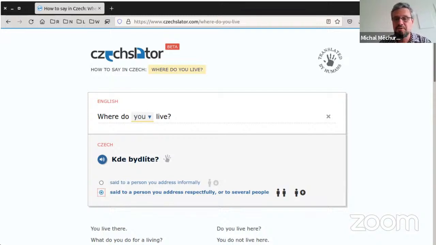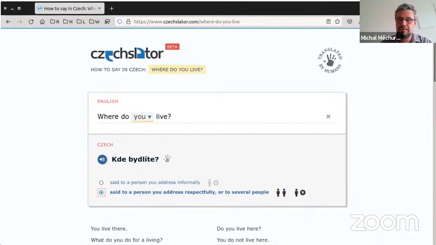In Czech, the V register, the polite you, the pronoun is actually identical with the plural you, all right? So there are two options in Czech. Either you're addressing a single person in the T register informally, or you're addressing either a single person respectfully or a multitude of people. So that's the second option. So that's why CheckSlater always gives you these two options, and it tries to explain to you what the difference is by having these short textual descriptions and these iconic pictures, right?